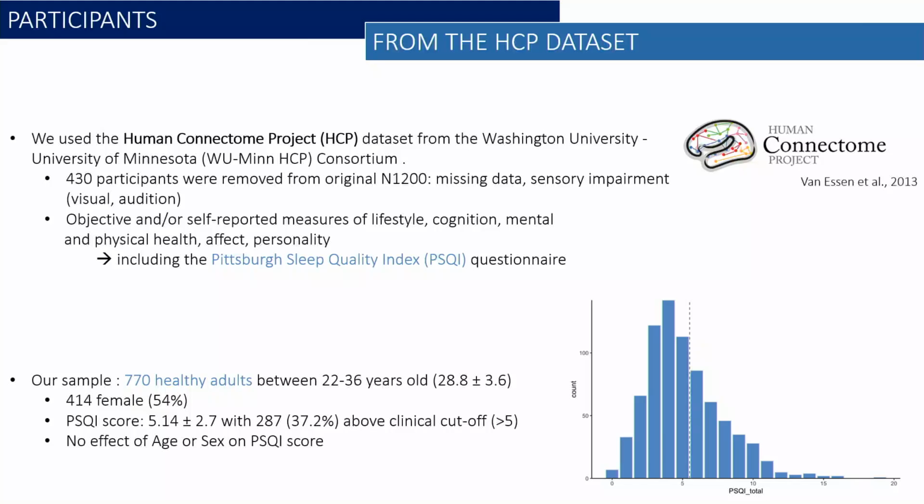Again, lifestyle, mental health, demographics, etc., but as well as objective measures of cognitive tasks and physical health. There is also the PSQI questionnaire, the Pittsburgh Sleep Quality Index, that comprises 19 questions about all the dimensions of sleep. From the original dataset, we were able to use the data of 770 healthy adults between 22 and 36 years old with complete data.